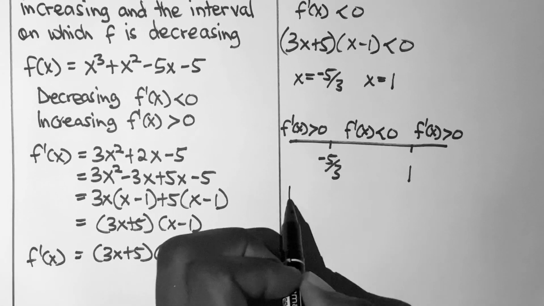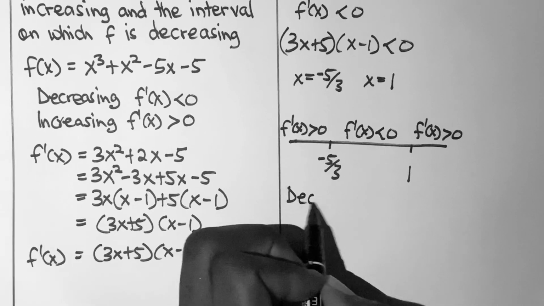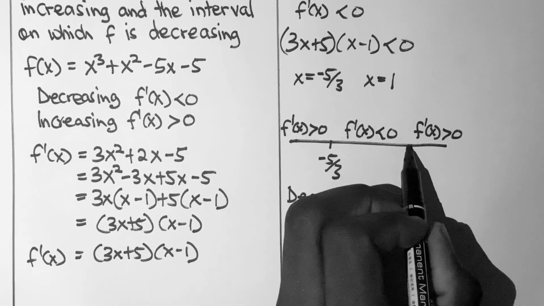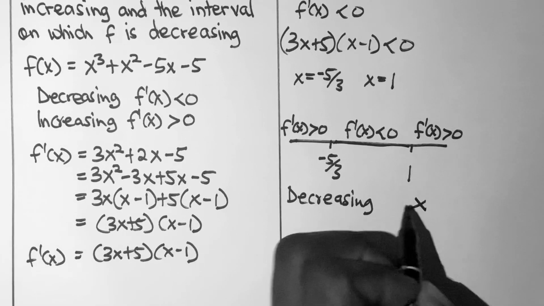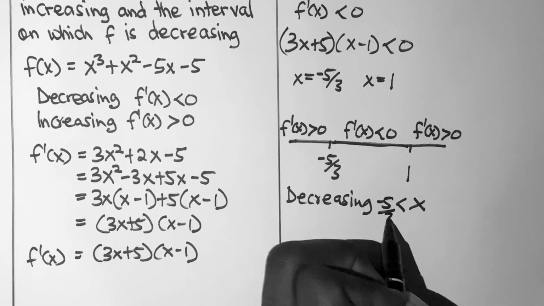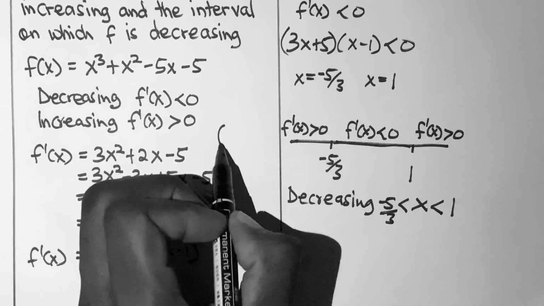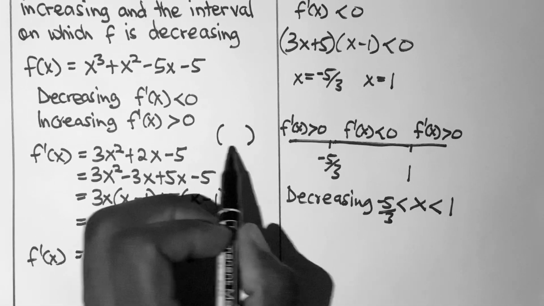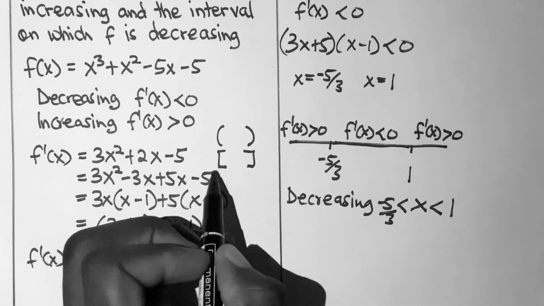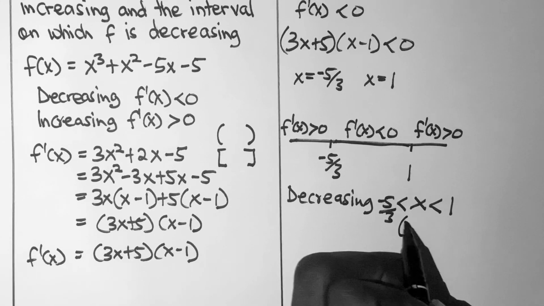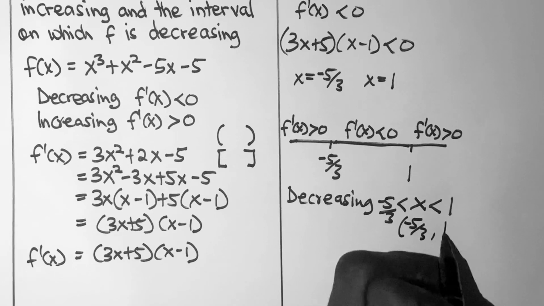So you can see that for the region in which f of x is decreasing, we have this interval, which is in this region. So x is greater than minus 5 over 3, but less than 1. Now, in maths, if you see open bracket, it means the endpoints are not included, but when you see closed bracket, it means the endpoints are included. So another way we can rewrite this is open bracket minus 5 over 3, comma 1.